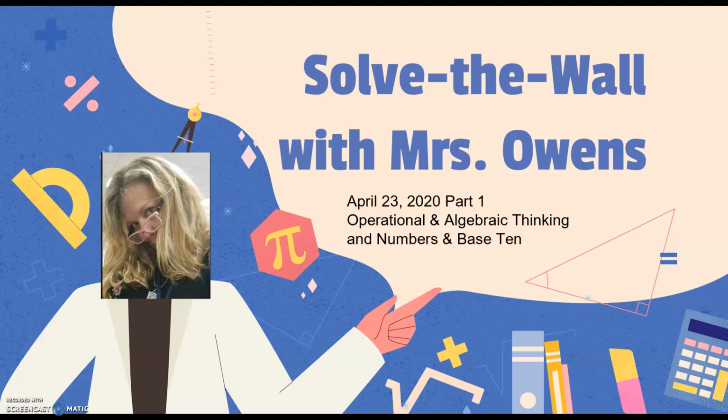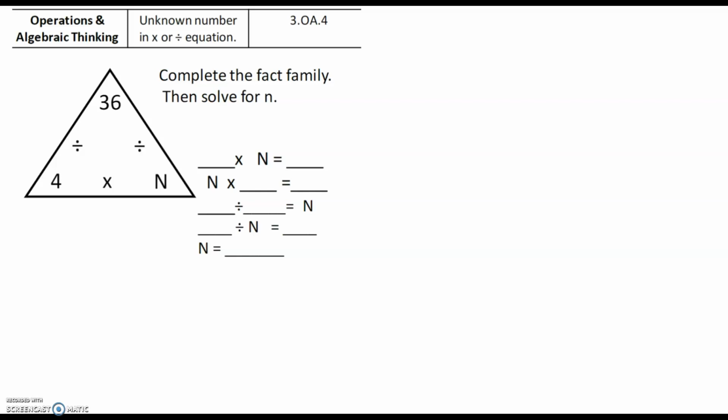Hi, and welcome to the April 23rd, Part 1, Solve the Wall with Mrs. Owens. This edition is going to have us practicing how to do operations and algebraic thinking, and we'll focus on base 10, addition and subtraction. So our first question is, how can we solve for n?